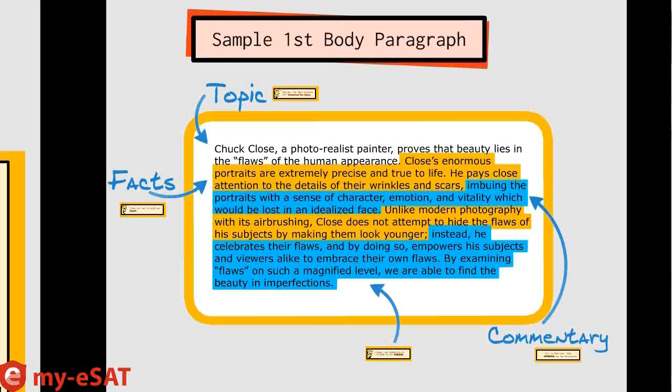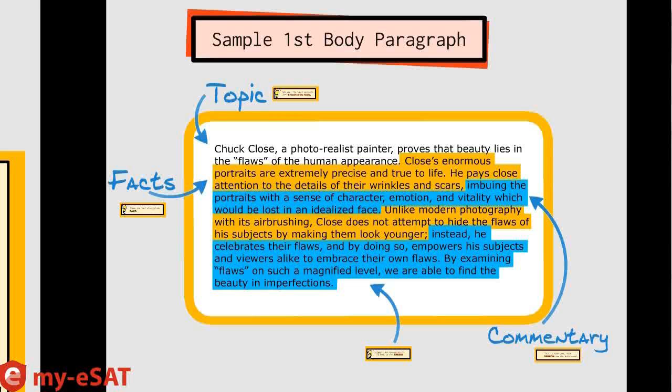So now you can kind of see the difference between a fact and a commentary. The next part of the sentence is yellow again, which means it is straight up fact. Let's read it together. Unlike modern photography with its airbrushing, Close does not attempt to hide the flaws of his subjects by making them look younger. Okay, so that is just a straight up fact. You can see that this is something that Close just does not do.